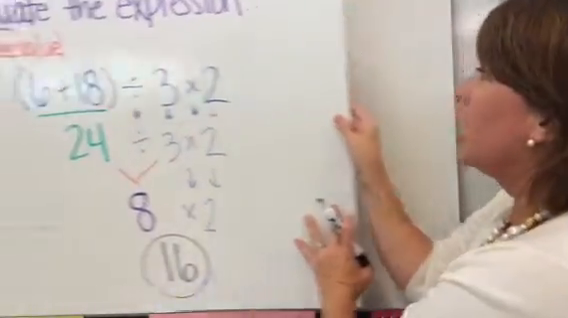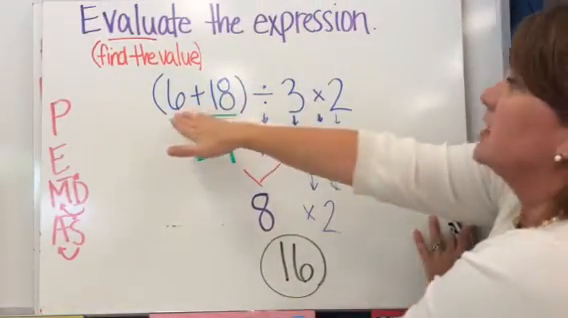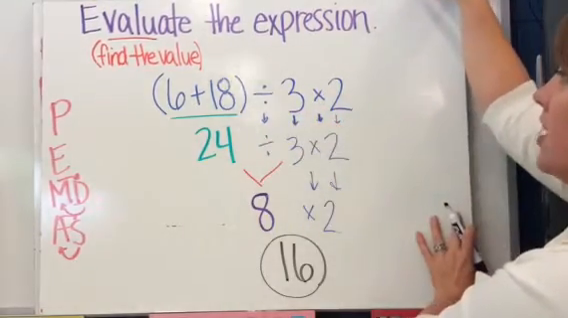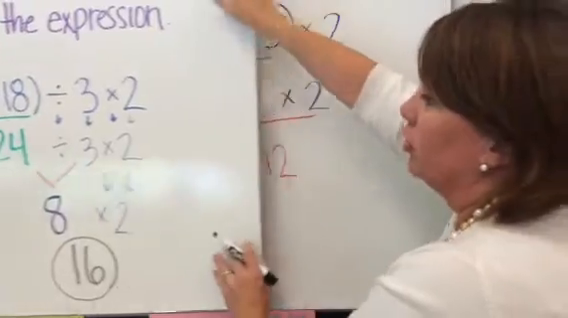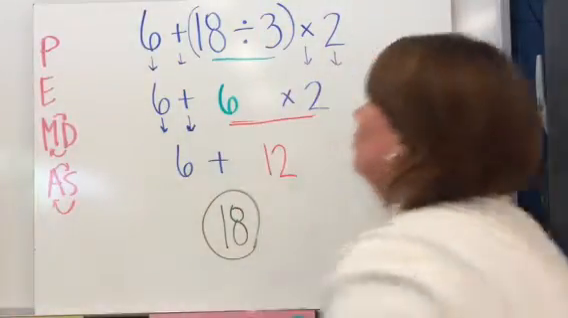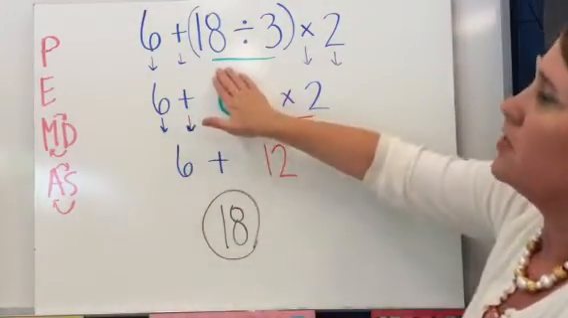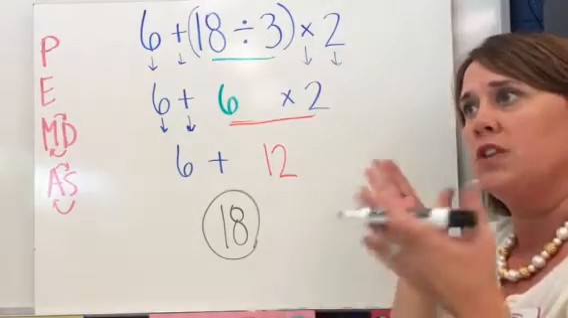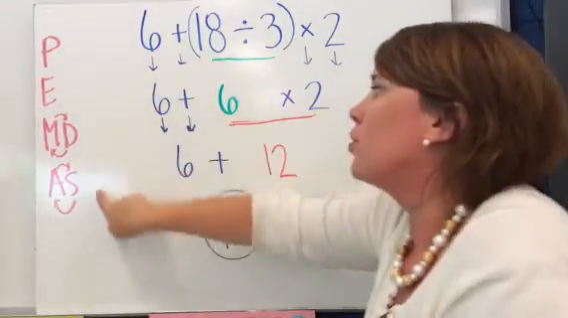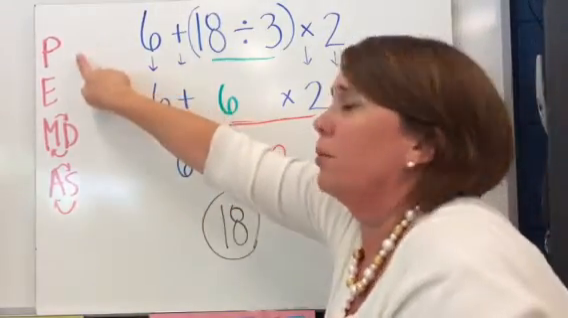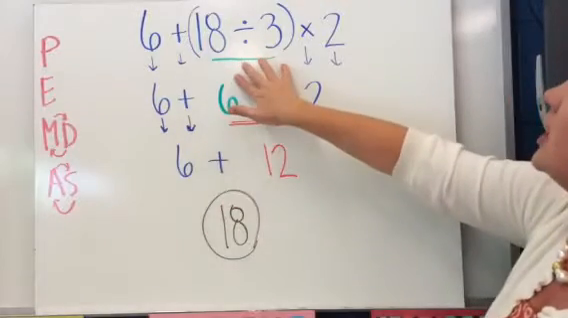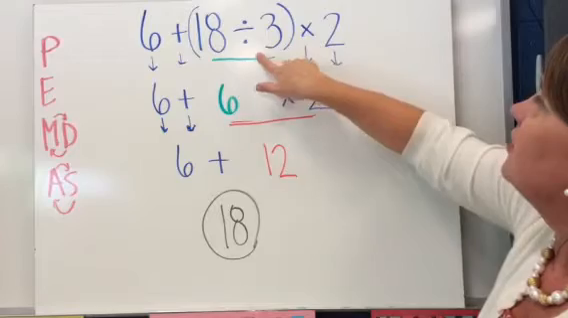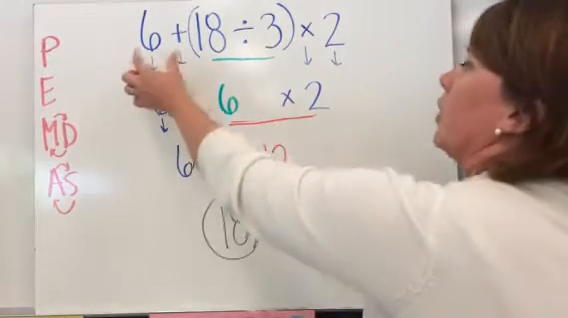Now, the same exact problem, I want you to notice that again, this same exact set of numbers, same exact operations, except this time the problem changes where the parentheses are. So let's look. This time the parentheses are around 18 divided by 3. The parentheses say, do this first. So I follow the order of operations, and I'm going to look and see if there are parentheses. If there are parentheses, I do them first, and there are 18 divided by 3.